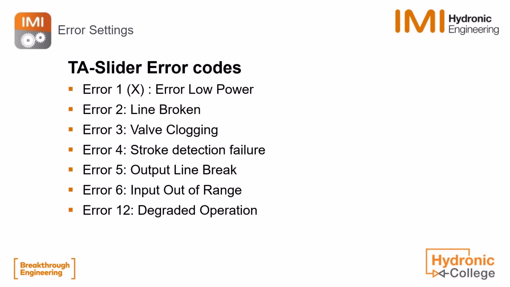Degraded operation is a bit more complicated. This is something that happens when the actuator couldn't reach the requested position. So in this case it will try to resolve this by fully opening the valve to flush the valve, and then afterwards, if it still can't reach the position, it will take the new restricted range into account, showing this degraded operation error.